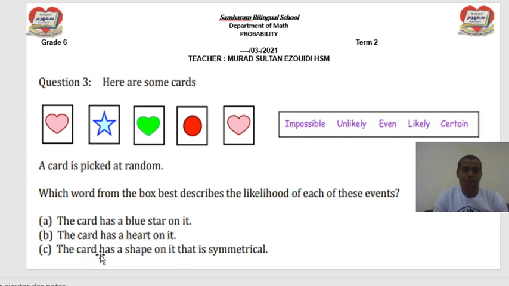Now sub question C, the card has a shape on it that is symmetrical. For example, the heart is symmetrical, this part to this part, and also here we have symmetrical lines, and this one also, and this one also. So the star also is symmetrical if we divide it by lines like that. So the card has a shape on it that is symmetrical, so it will be certain, it's the number 1.